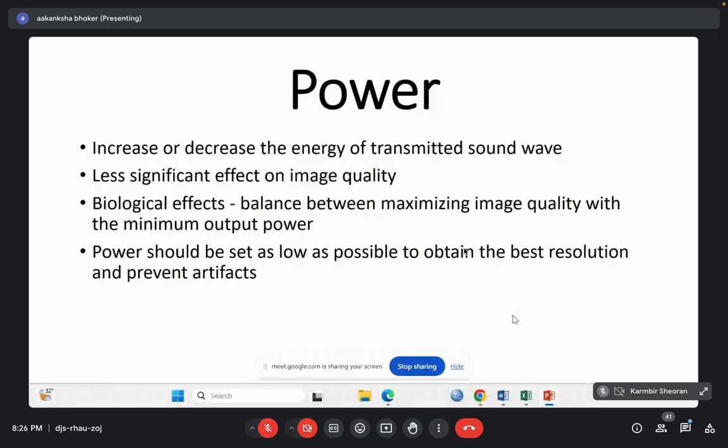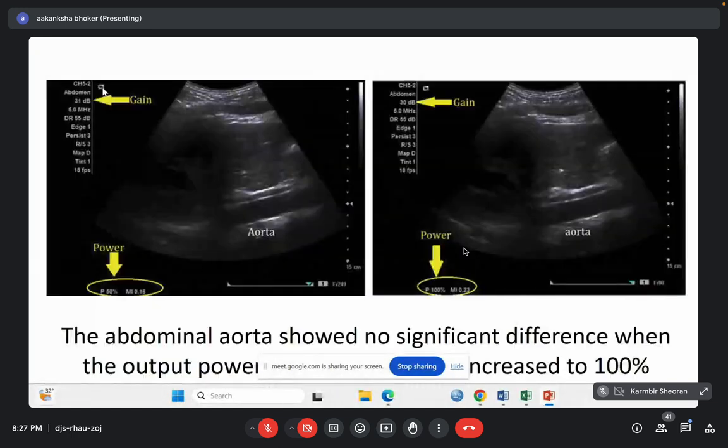लेकिन पावर से इमेज क्वालिटी उतना ज्यादा इफेक्ट नहीं होती, but because of biological effect, heating quality, हमें उतना ज्यादा पावर नहीं करना चाहिए, जितना रिक्वायर्ड है उतना ही करना है। See here, it is a 31 when we are operating at 50% power and when we are operating at 100% power. Almost the quality of image is almost similar, कोई ज़्यादा फर्क नहीं आया. So we need not to unnecessarily increase the power to 100%.